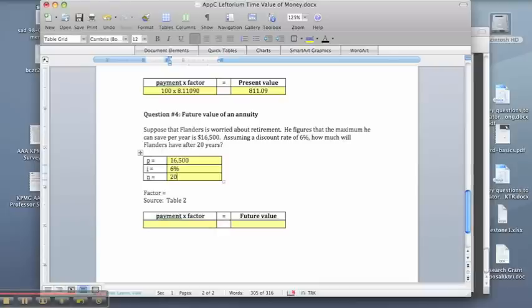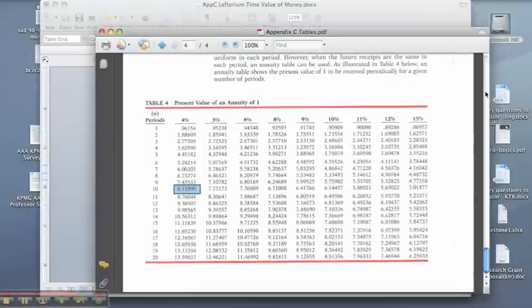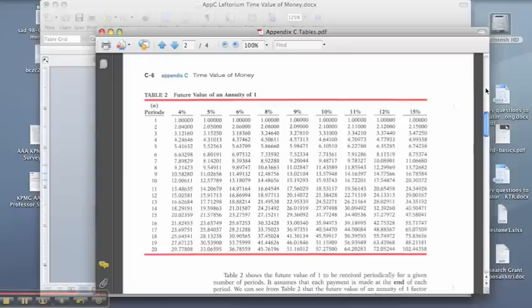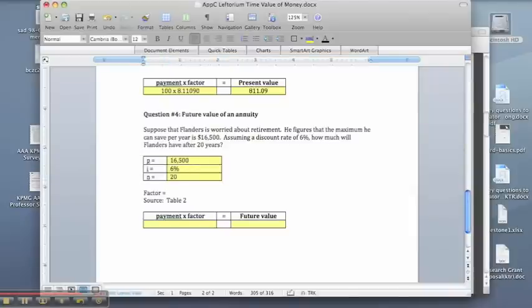And so we're going to be able to use table 2. So we're going to go and scroll up to table 2. And we're going to look for the intersection of 6% and 20 periods. And so we're going to see that this intersection gives us a rate of 36.78559. And so our factor is 36.78559.